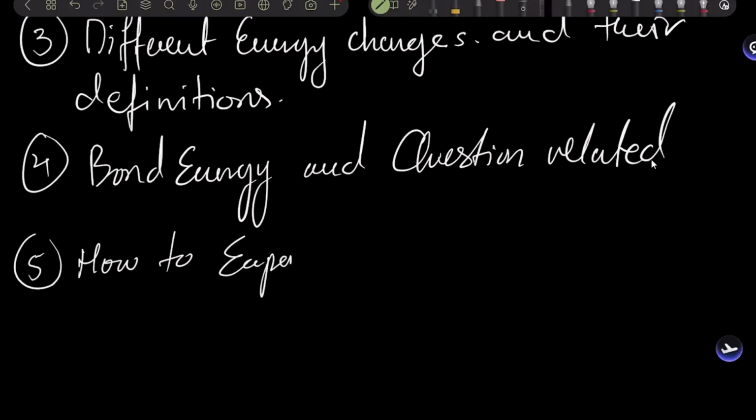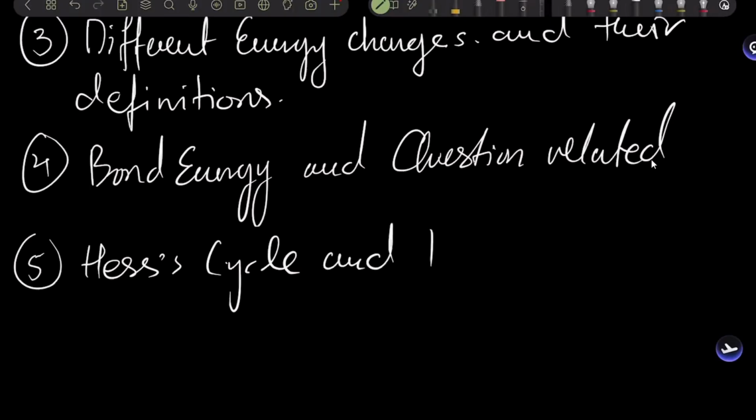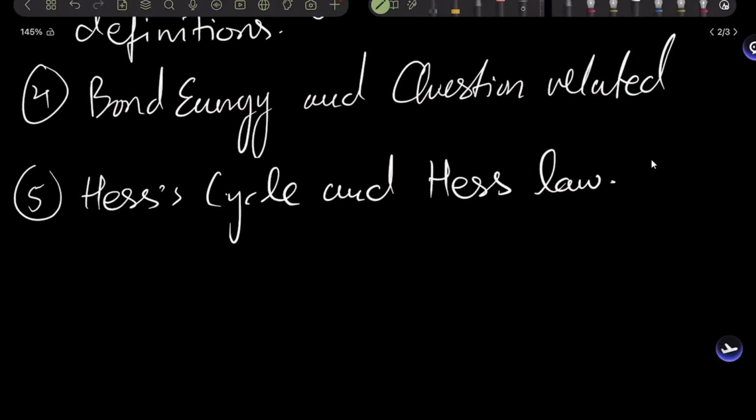experimentally. Before that, we'll do Hess's law. After we've done all the energy changes, we'll learn an energy cycle, which we call Hess's cycle. And what will apply in the Hess cycle is known as Hess's law. Okay, and we'll learn about the law, what the law states, and how do you use it in energy changes.